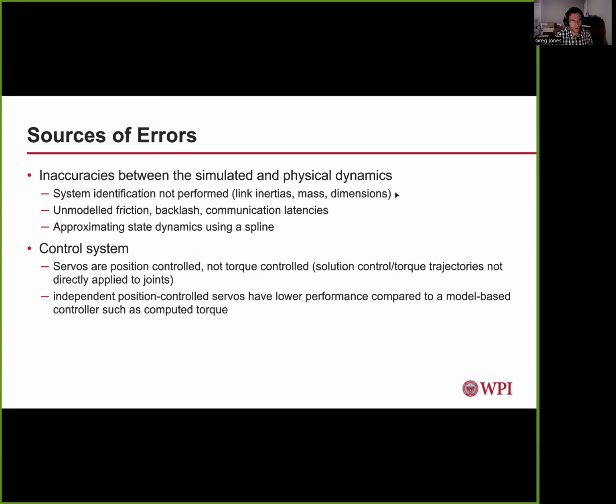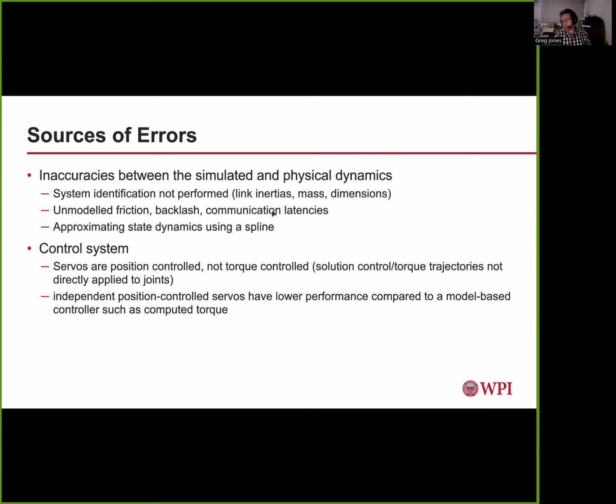And the main sources of error and categories are inaccuracies between the simulated physical dynamics and the controller or control system. So for the first point, we didn't do any system identification, like calculating link inertias or masses or dimensions. We just used what was in the existing model file, which could easily have some inaccuracies. The models didn't include any friction or backlash or communication latencies.